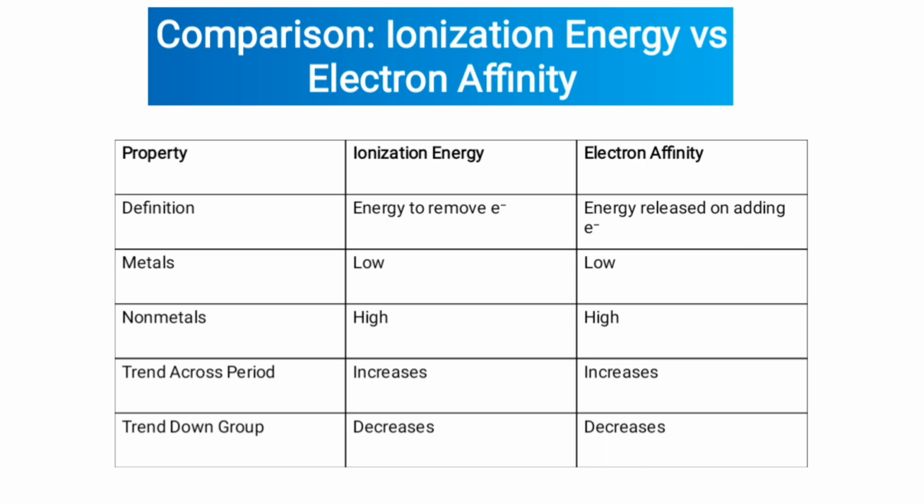Trends across a period: ionization energy increases across a period, from left to right. Electron affinity also increases across a period from left to right. Trends down a group: ionization energy decreases down a group, from top to bottom in the periodic table. Electron affinity also decreases from top to bottom in the periodic table.